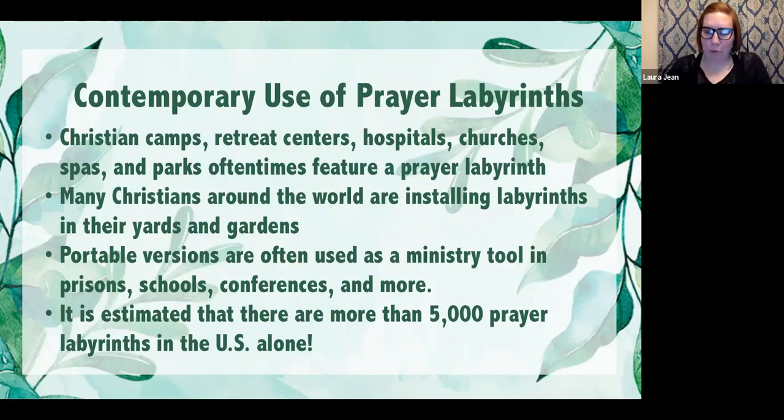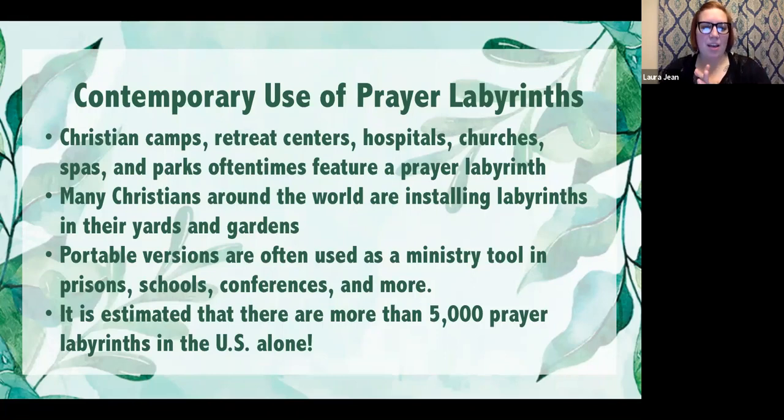But yeah, so there are the portable versions that you saw, like the one that's put on a big canvas. And so that can be taken around to different conferences, to schools, and to prisons, like for prison ministry. So those are used as a ministry tool. And that's why it's sometimes nice to have the ones that are portable, because sometimes people can't come to you, or it's easier to take it to them. And also in my last community I lived in, there were a couple of the churches who had the canvas ones, and other churches would borrow them from that church and things like that.